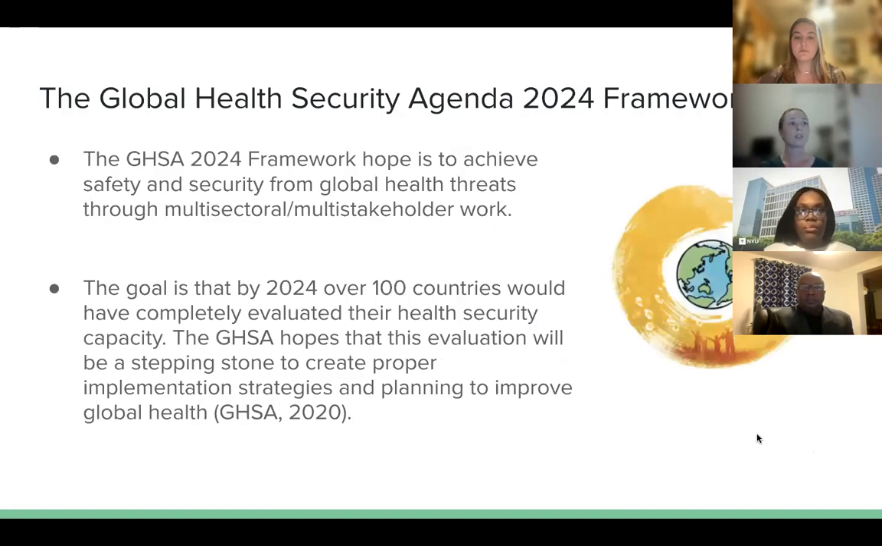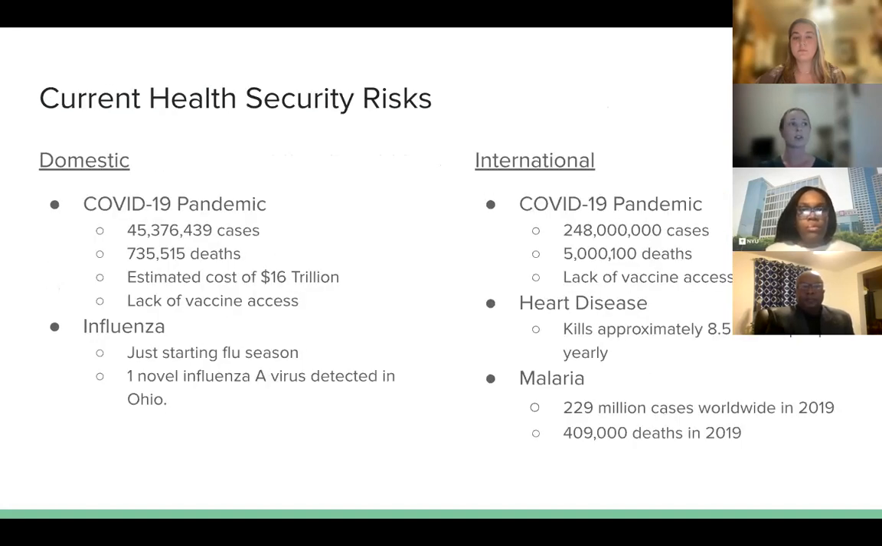Some current health security risks domestically is the COVID-19 pandemic with over 45 million cases, 749,000 deaths, and an estimated cost of $16 trillion. One of our biggest issues at the moment is a lack of vaccine access. Another domestic issue is influenza, and we're just starting the flu season, and already there's been one novel influenza A virus detected in the state of Ohio.